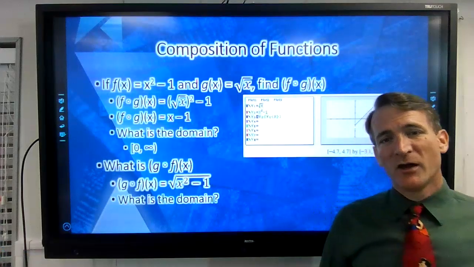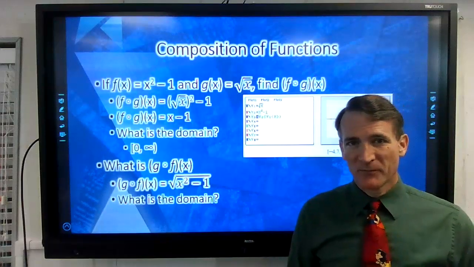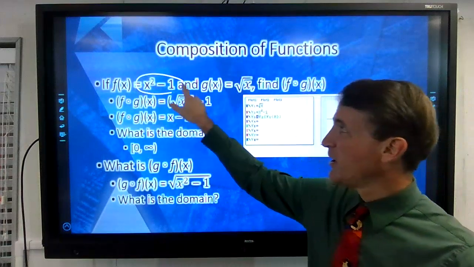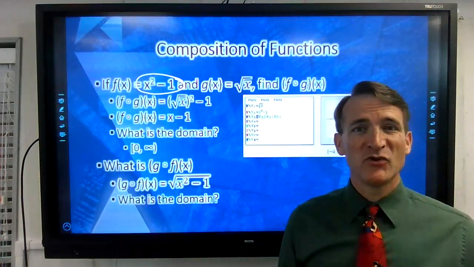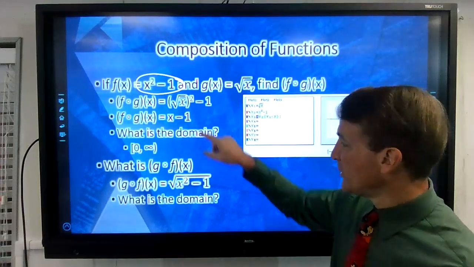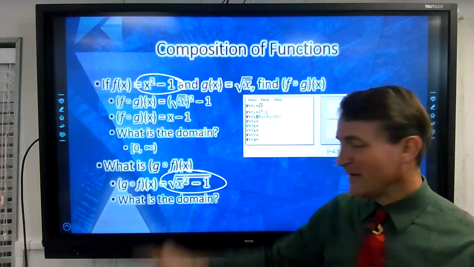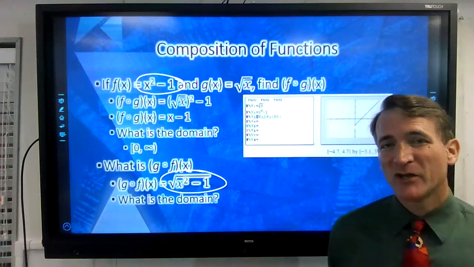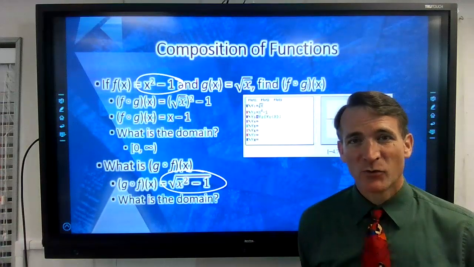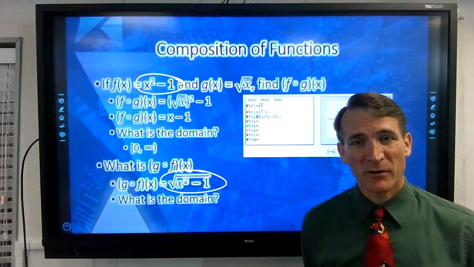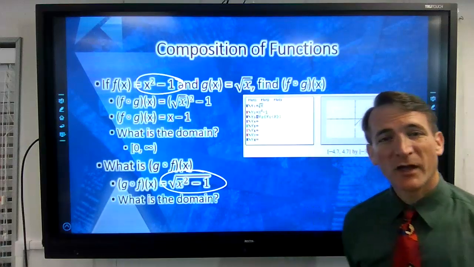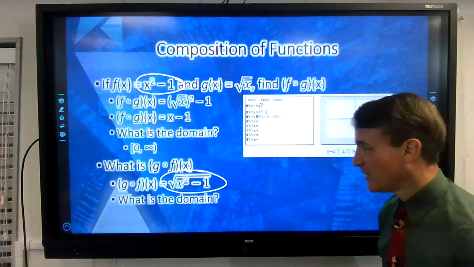What can I do as far as the domain for this one? Well, are there any limitations in my f? No, I can use any values I want to in my f. However, in my final, I cannot have x squared minus 1 being a negative value. So we're actually going to have a disjoint here. Let me give you a moment to think about it, and then we'll look at the final answer.